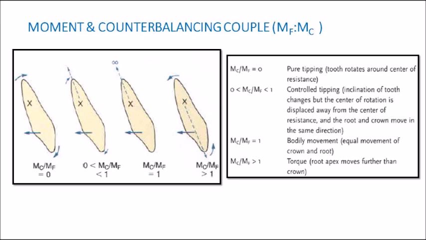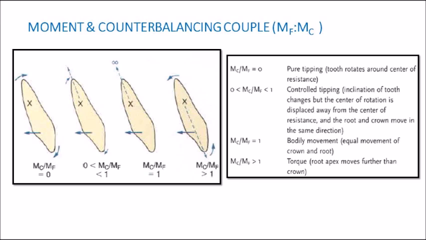So here what is happening is that you are giving a counterbalancing couple which is of a small magnitude, and hence the ratio between the counterbalancing couple and the force is less than 1 but more than 0. So what happens is that as this ratio, the moment to force ratio, increases, the center of rotation will be displaced away and away from the center of resistance, and hence we get a controlled tipping.